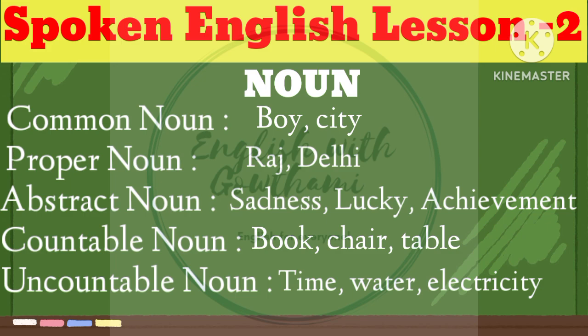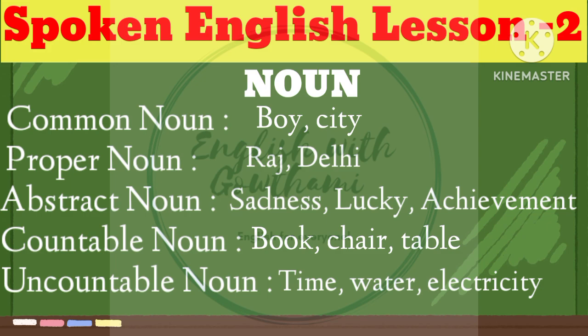Let me ask you a question. Are stars countable or uncountable? Yes, stars are countable nouns because we can definitely count the stars. 1 star, 2 stars, 3 stars, right? Of course, we can't count the number of stars present in this whole universe, but we can count the stars, right? So stars come under countable noun.